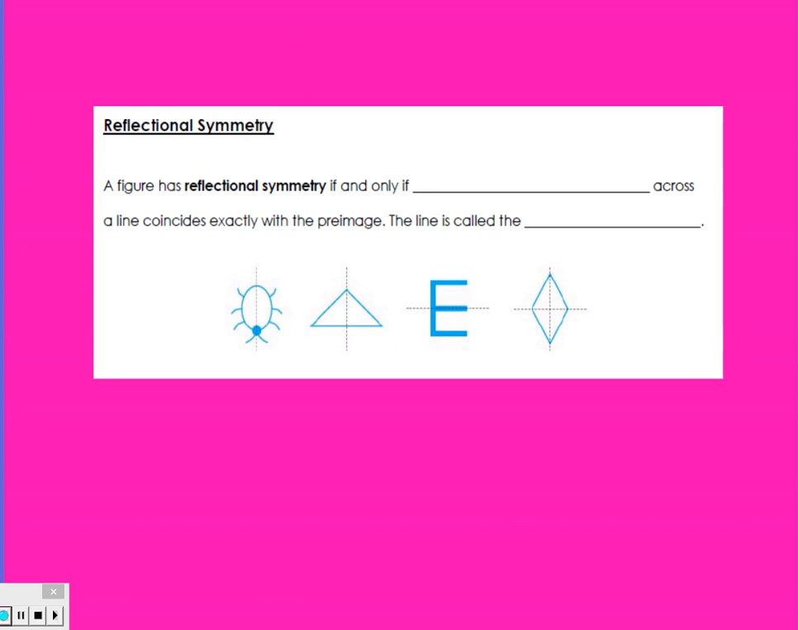A figure has reflectional symmetry if and only if its reflected image across a line coincides exactly with the pre-image. This line is called the axis of symmetry or the line of symmetry. So different ways of saying the same thing. All right, so in this little ladybug, the line of symmetry right here, everything on this side matches up exactly with everything on this side, right? This length and this length are the same length. They are congruent sides.